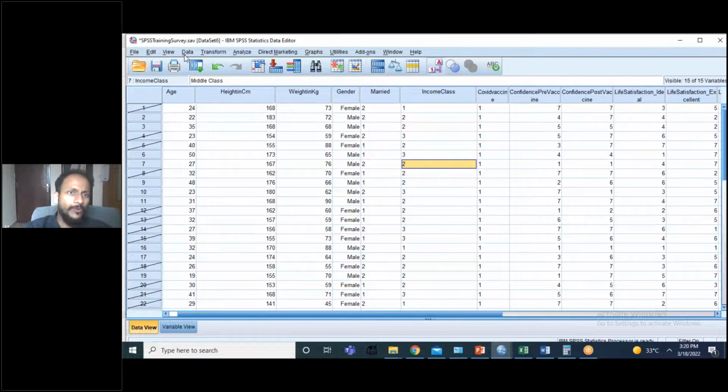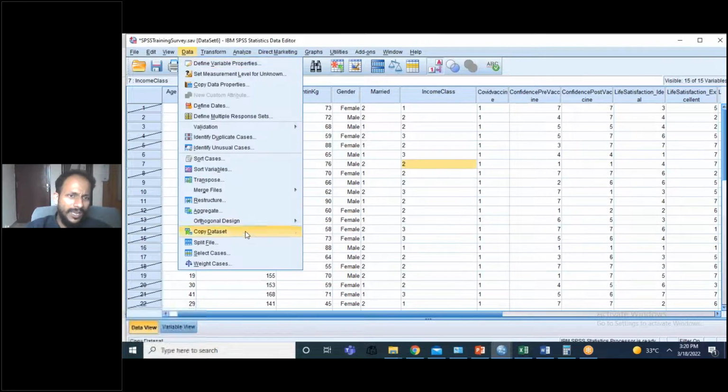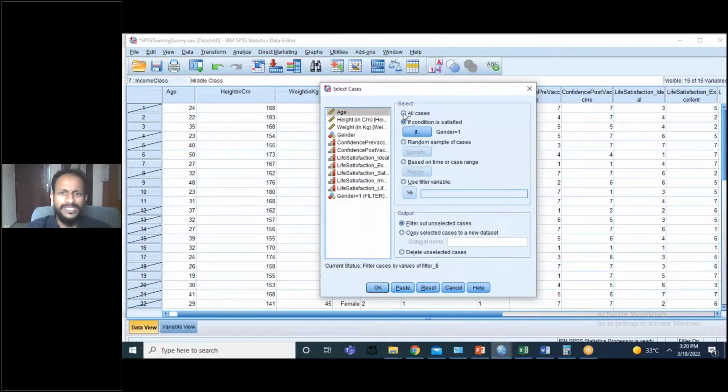Now, for that, right now I have crossed all the points. Now I wanted to remove it. How do I have to remove it? Go to data and go to select case, click on all cases, and I have removed it.